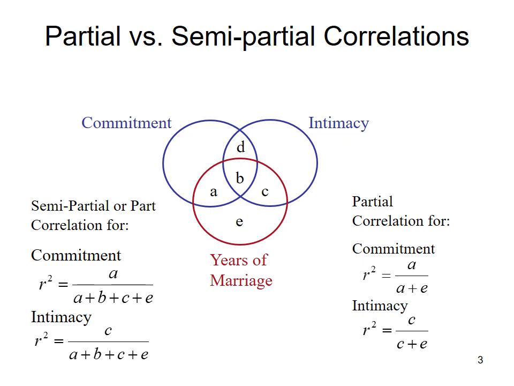A semi-partial or part correlation is looking at the unique variance explained in the total variance of our outcome. So in this case with commitment, A is the unique variance explained in years of marriage, and we're going to divide that by all the variance in years of marriage, which in this case is A, B, C, and E. So again, this one includes variance that's being explained by others, but is looking at the semi-partial explanation of commitment on that overall variance.